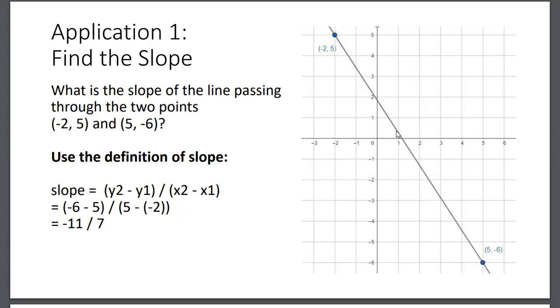Negative, it's descending from left to right. Look at the rise here between these 2 points. There's a distance of 11. And the run, it's a distance of 7. We have 2 here and 5 there. And up here we have 5 and 6. So 11 and 7 involving the rise and the run and a negative slope. Using the definition.